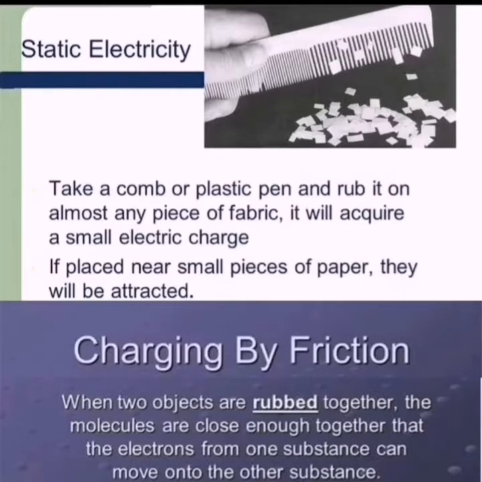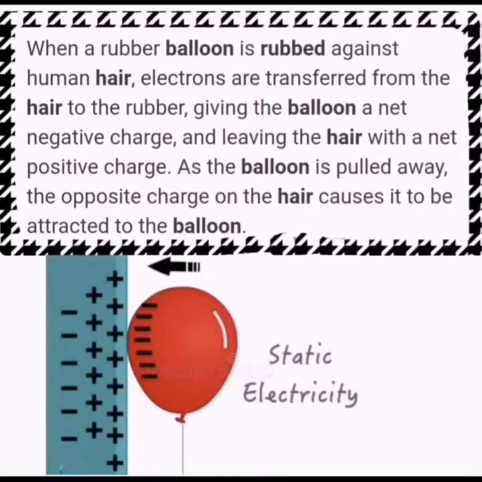Take a comb or plastic pen and rub it on almost any piece of fabric. It will acquire a small electric charge. If placed near small bits of paper, they will be attracted. When two objects are rubbed together, the molecules are close enough together that the electrons from one substance can move on to the other substance. We have seen the electrostatic charge attracts the pieces of paper with a force which is called electrostatic force.